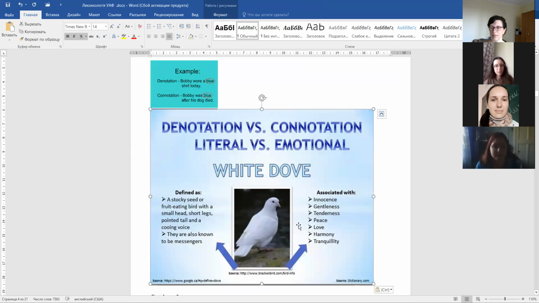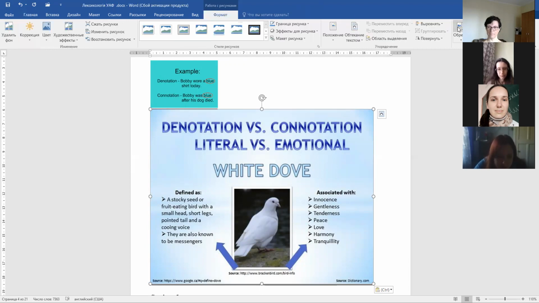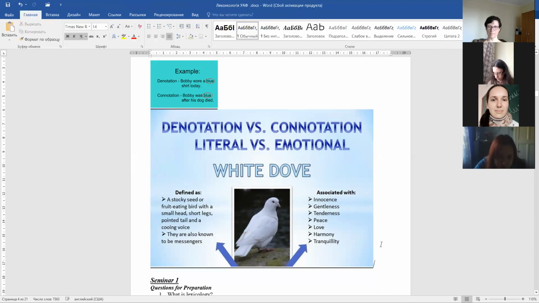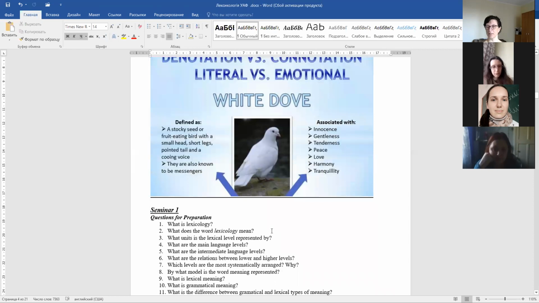I have another example here about the bird, the dove. Look at this example and comment on it, please. White dove, defined as a stocky seed or fruit-eating bird with a small head, short legs, pointed tail, and a cooing voice. They are also known to be messengers, but they are associated with innocence, gentleness, tenderness, peace, love, harmony, tranquility. You see that from one side it's a bird, but on the other side this bird is associated with peace, with innocence, and tranquility.